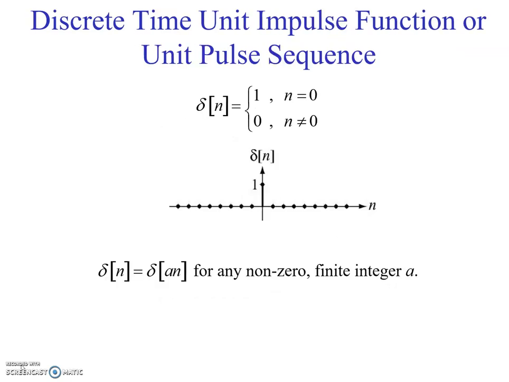Next one is the unit impulse function. This one we are denoting with delta n. Delta n is defined only at n equal to 0. For all non-zero values, the impulse function is 0. That is about the unit impulse.